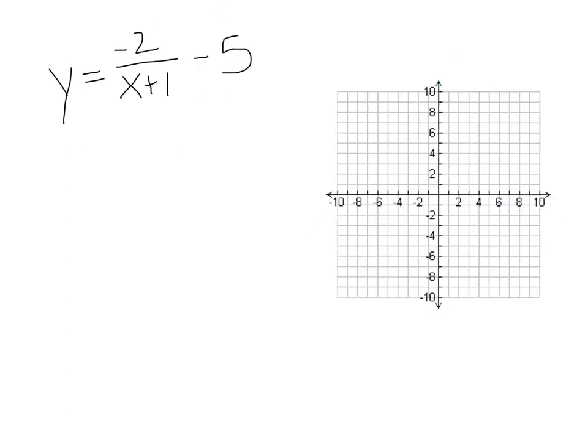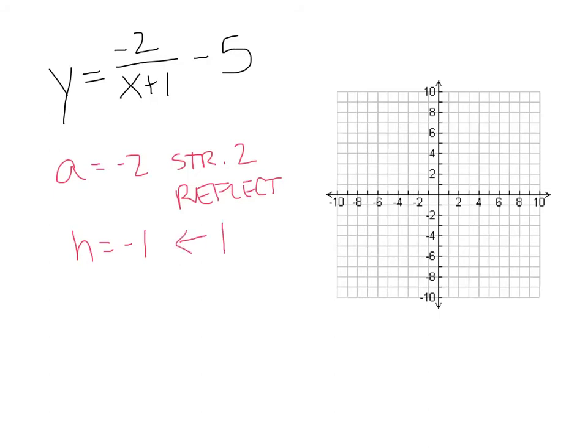Okay, this one's a little bit of a doozy. Because a is -2, I know that it has a stretch of 2, but it's also been reflected. This also has an h of -1, so that means I need to go left 1. And it has a k of -5, which means I need to go down 5. So let's go ahead and graph these things and see what our new rational looks like.